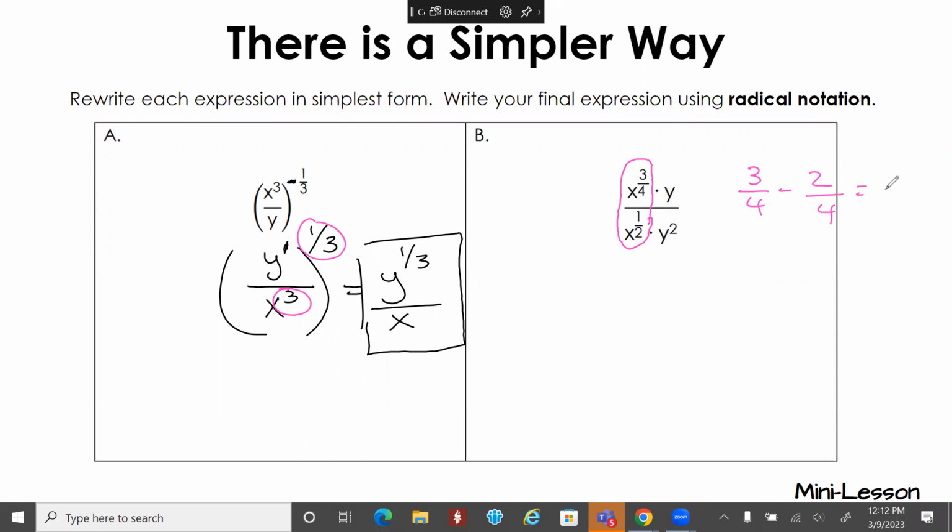What is that going to give me? 3 minus 2? 1/4. Okay, I heard negative. So that's going to give me x to the 1/4.